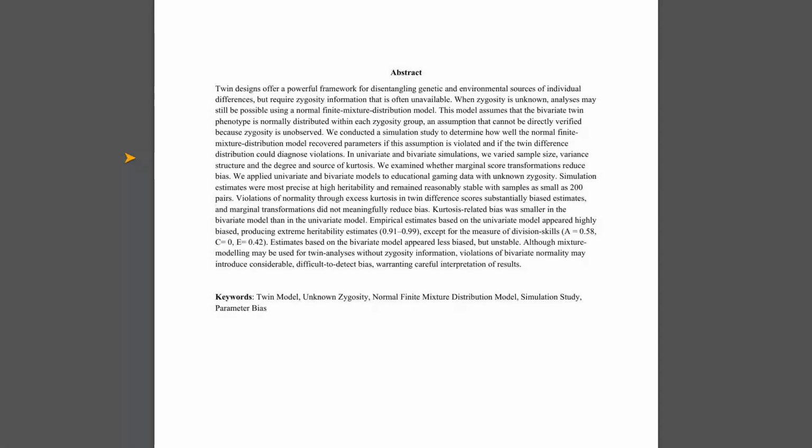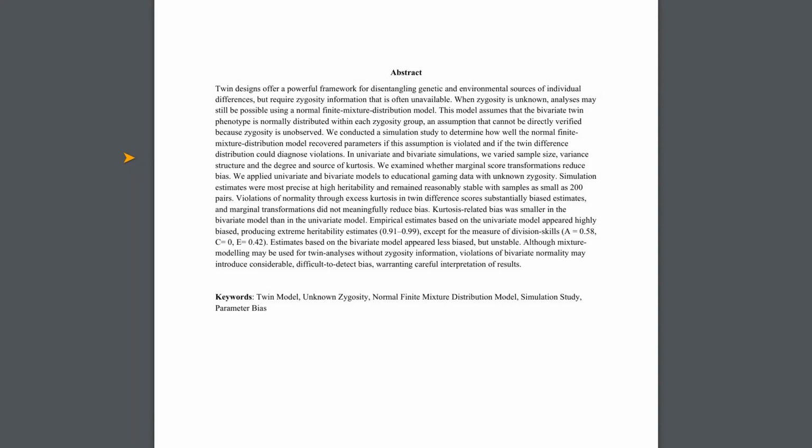Looking back at the simulations, they found that the model worked best when the sample size was really large, over 2,000 twin pairs, and when the heritability was already quite high. This means it might work okay in very specific, ideal situations, but in more typical research scenarios, especially with smaller sample sizes, the risks of bias are substantial.